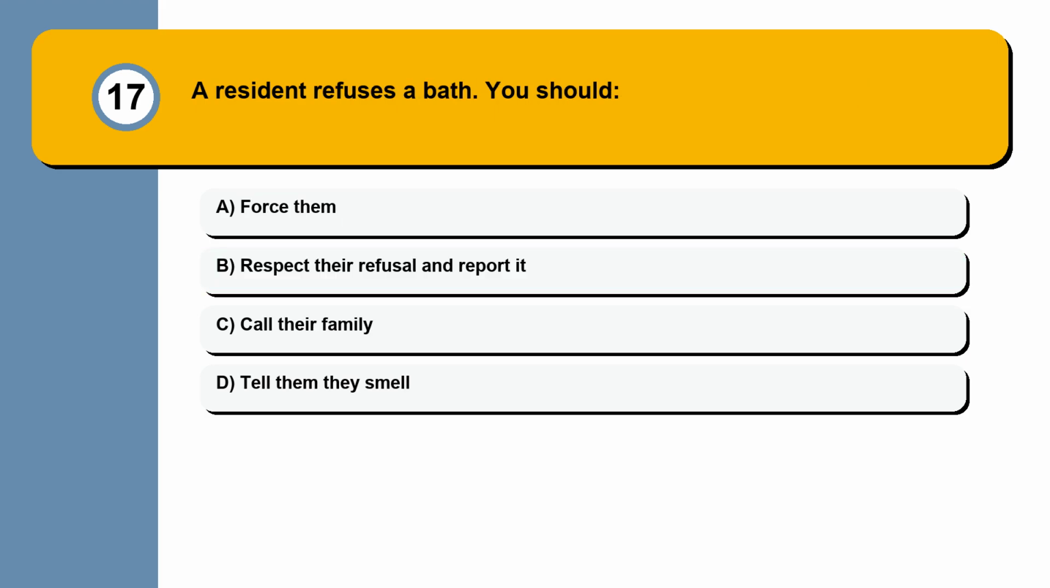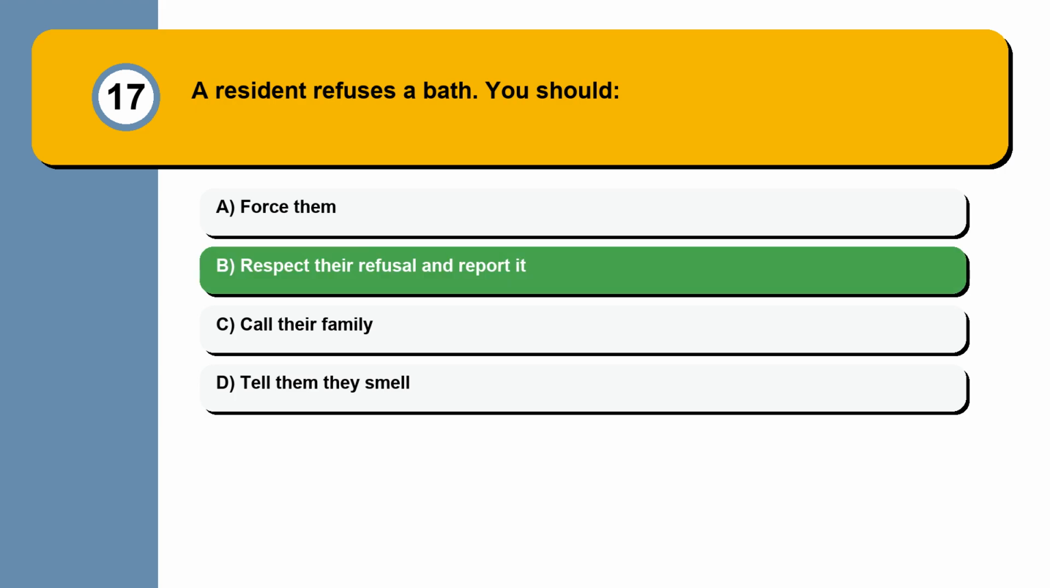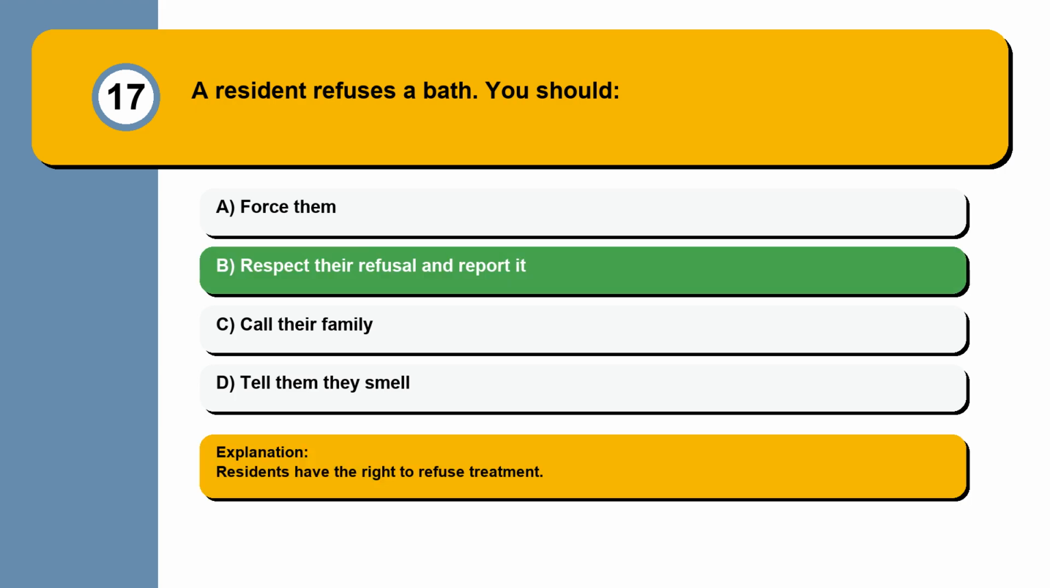Question 17. A resident refuses a bath. You should force them. Respect their refusal and report it. Call their family. Tell them they smell. Residents have the right to refuse treatment.